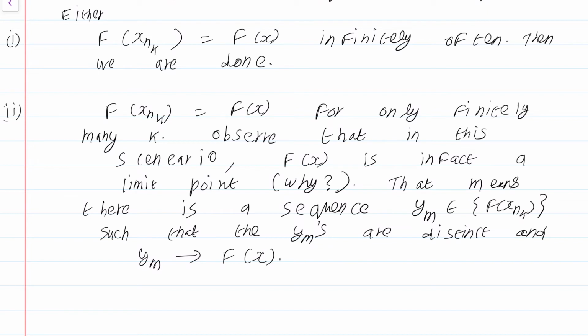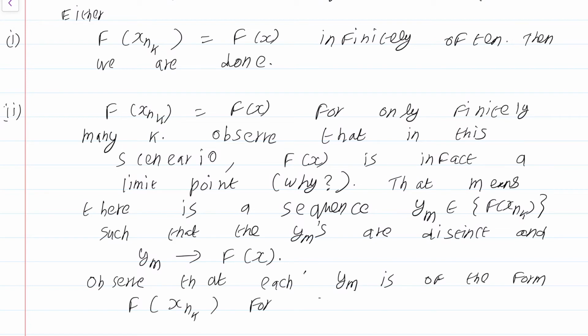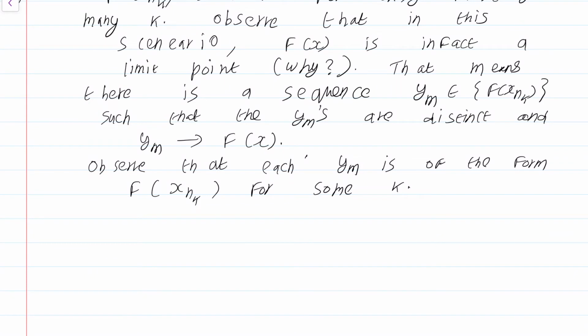Okay, so observe that each y_m is of the form f of x_{n_k} for some k. I don't know what that is. Okay, for some k. Excellent. Now this is how I'm going to construct the subsequence. What I will do is the following. I will construct a subsequence of y_m which itself would be a subsequence of f of x_{n_k} as well.